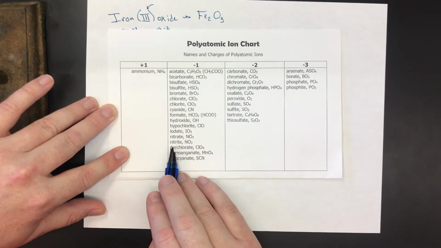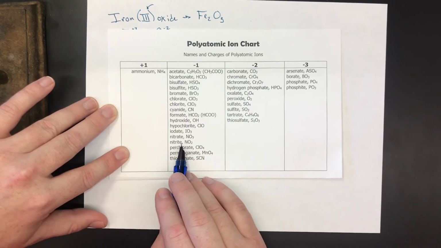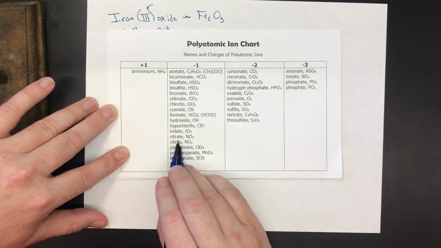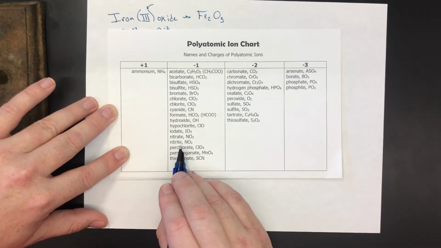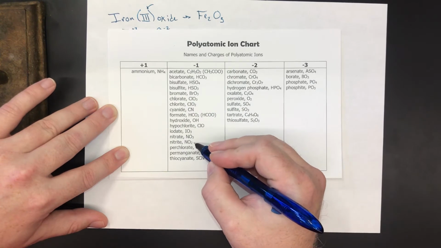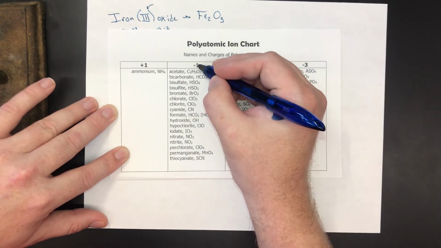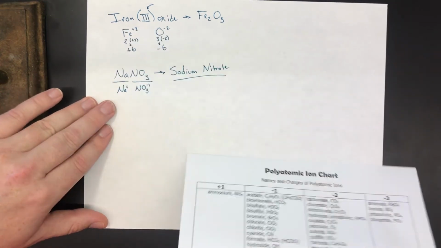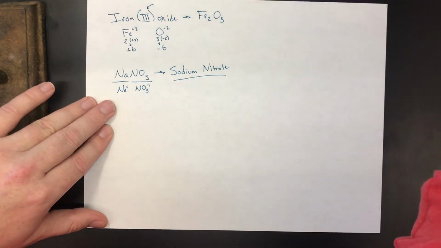We have nitrate and nitrite. We need a way to tell which one are we talking about. And we do that with this suffix at the end. The ate or the ite tells us which one we're talking about. Both of these have a -1 charge, but if I have an ate or an ite, they have different numbers of oxygens.